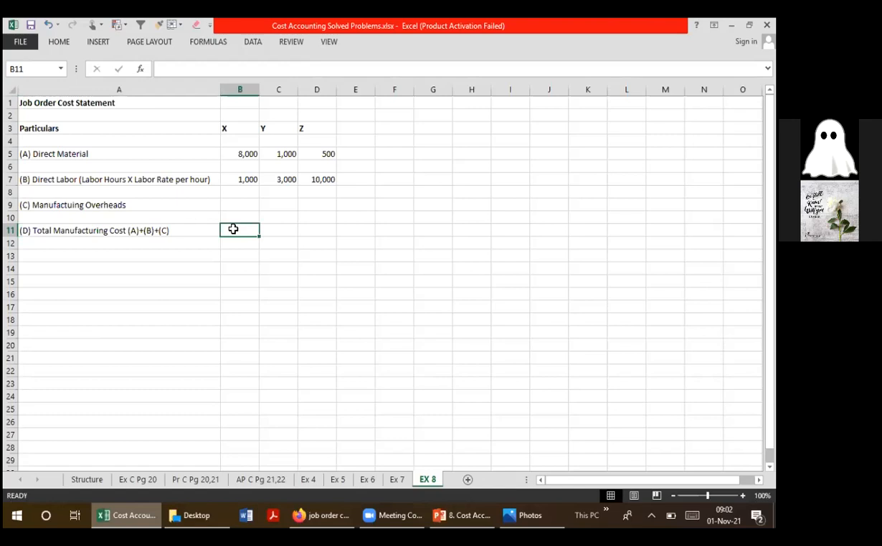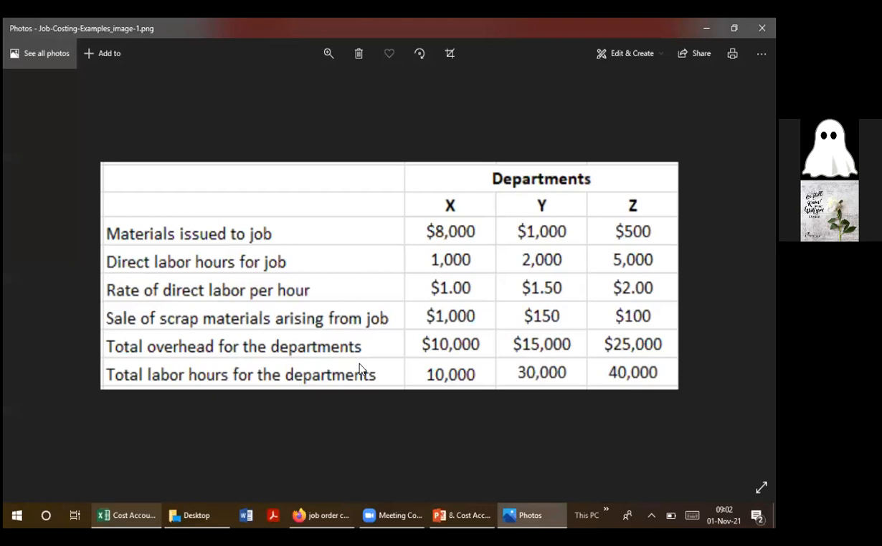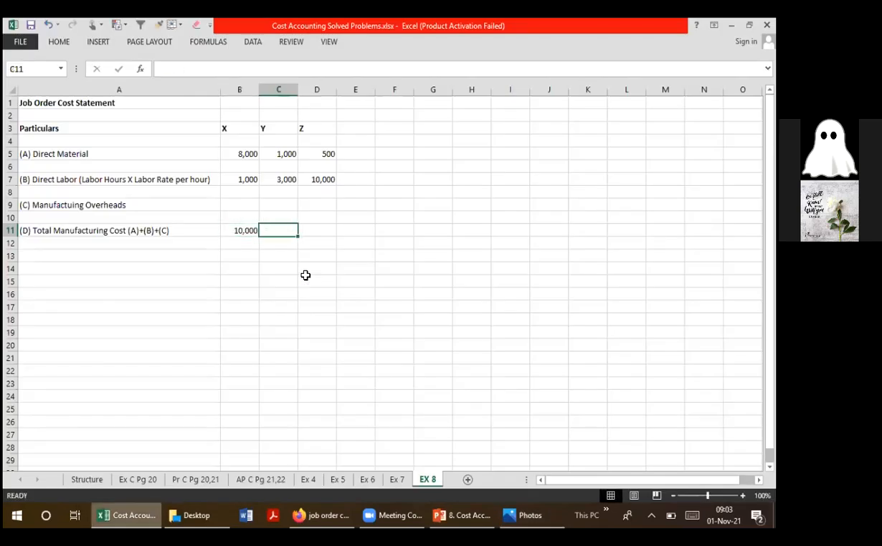A plus B plus C. So we have this D here. We have total overhead for the department, 10,000 for X, 15,000 for Y, and 25,000 for Z. Now you can just derive the manufacturing overheads. So for department X, total manufacturing cost is 10,000 and direct labor plus material is 9,000. So manufacturing overheads should be 1,000.